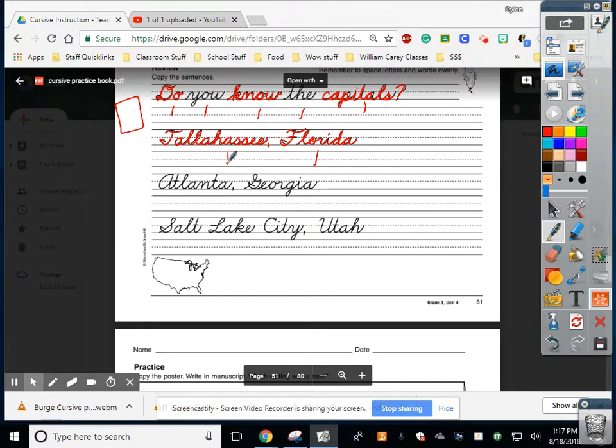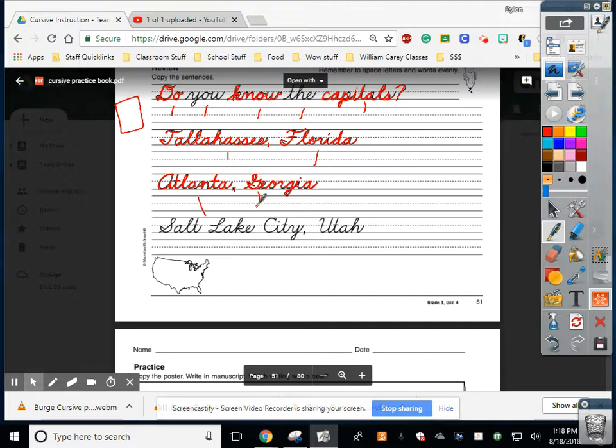Atlanta, Georgia. ATL. Atlanta. A-T-L-A-N-T-A. Atlanta. Make sure you cross your T's. Georgia. There's that fancy G. Georgia. And you write right underneath it. Make sure you put the commas there well.